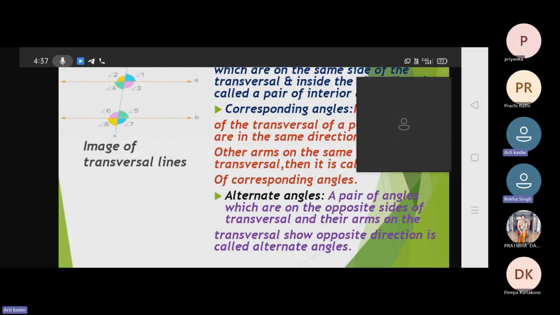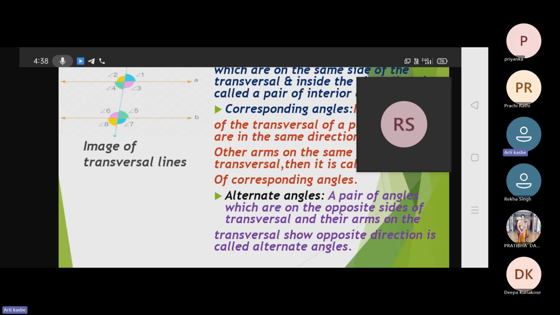Angle 2 and angle 7. Right. Angle 1 and angle 8. Right. Here, one note you have to clarify.